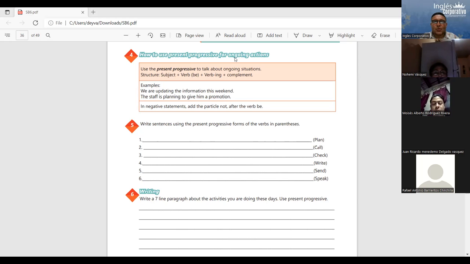I'm planning to go to Colombia this year. I'm checking the cameras in my job now for an incident that happened. I'm writing a report about the incident now. Very good. We're planning to go to the beach on vacation. I'm writing a note to my son's teacher. Very good. Anybody else? Anybody else, people?